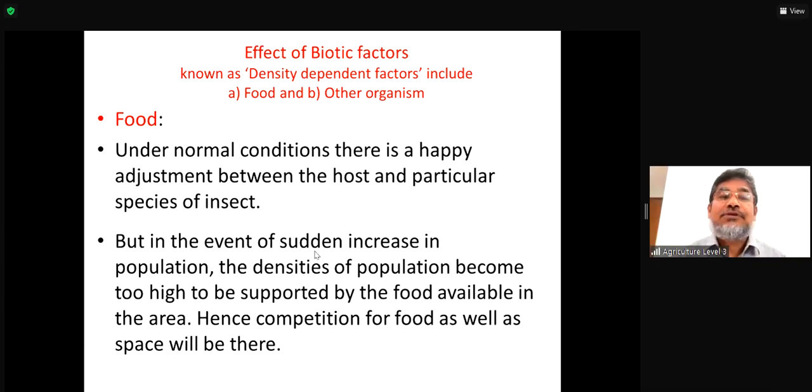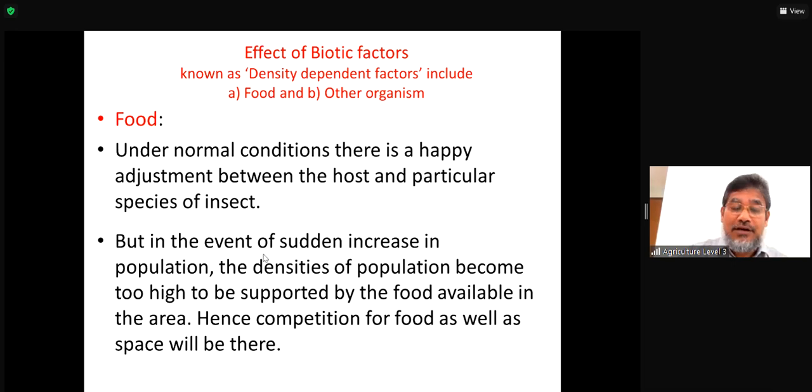So we would like to say here, food is a very important factor. When they have food, they just multiply and complete their life cycles. When the food is short, they cannot complete their life cycles. The insects either migrate or they may die. In this way, population fluctuation of a particular insect species may occur in a particular area.